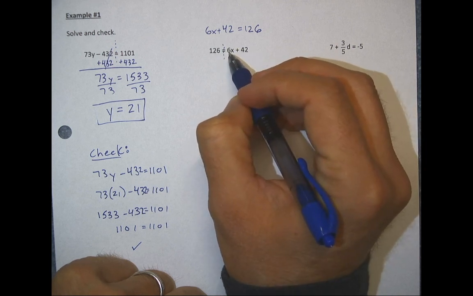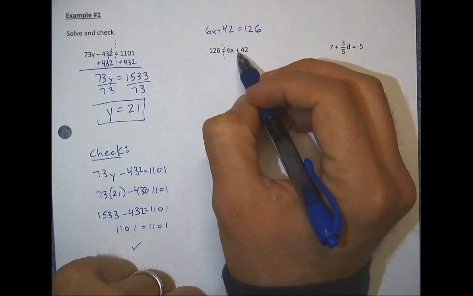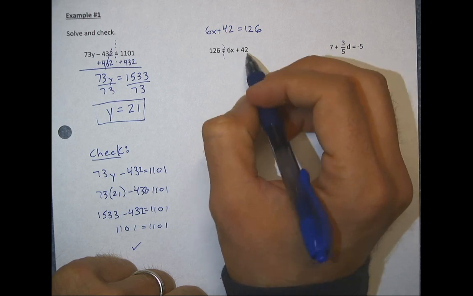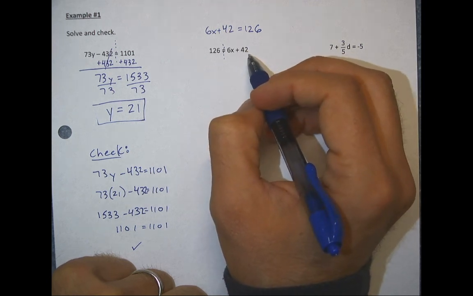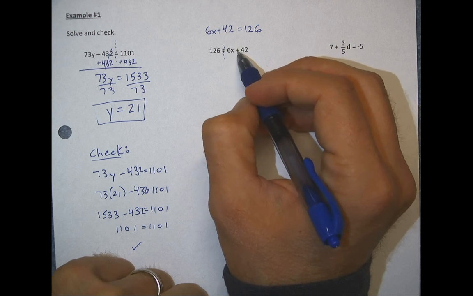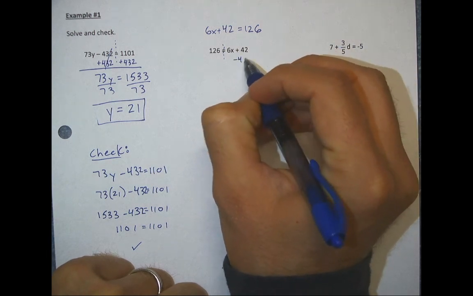I save multiplication or division for last, so the plus 42 needs to go. So anytime we struggle with what do we do, add or subtract, just think about getting to 0. So it's a positive 42. I'm going to minus 42.